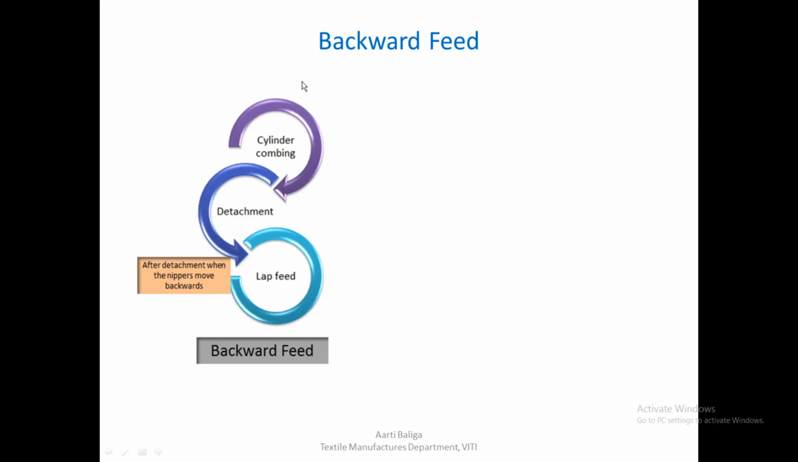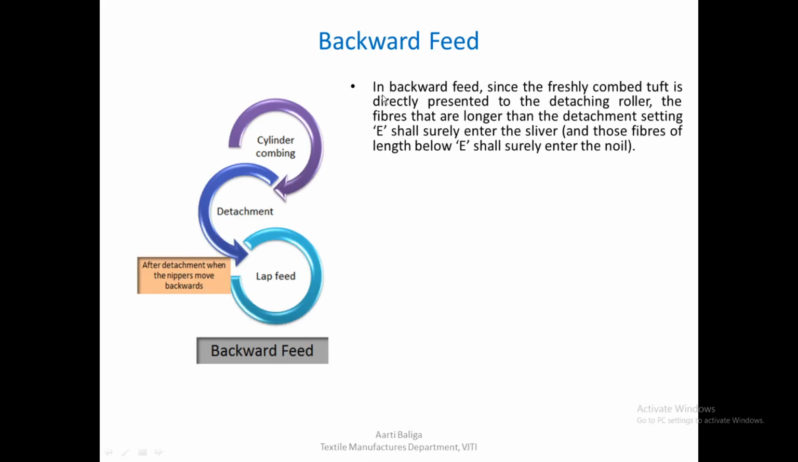So in case of forward feed, the diagram we have just repeated over here. First the combing takes place, then the detachment, and then the feed. So with this in mind, let us see how this actually works. In backward feed, the freshly combed tuft is directly presented to the detaching roller. So in backward feed, we have just seen that the lap is fed, then cylinder combing happens, and this particular tuft is directly fed to the detaching roller.